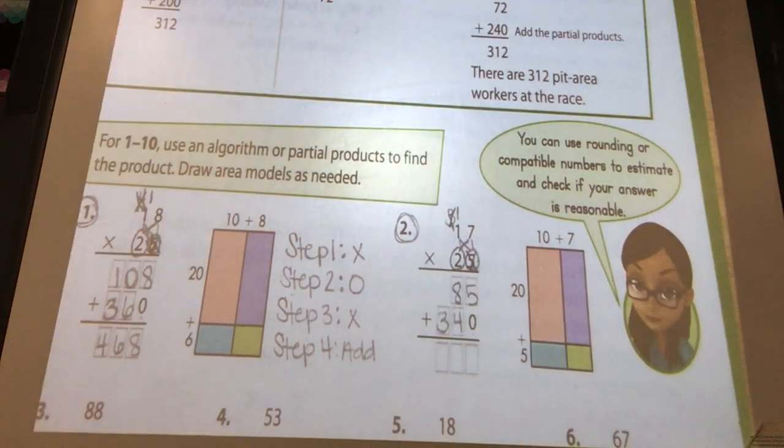Then step 4. Michaela. Step 4, my final step, is going to be to add. And then, you double check that addition. You're going to be the one to answer it for us, okay? Add, add, add.